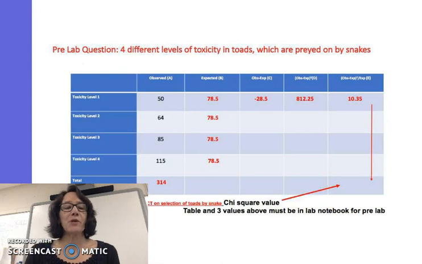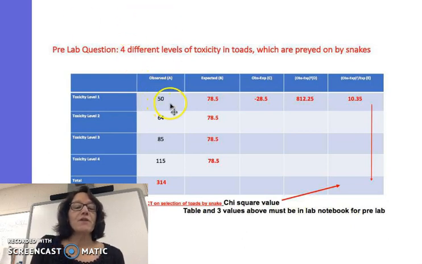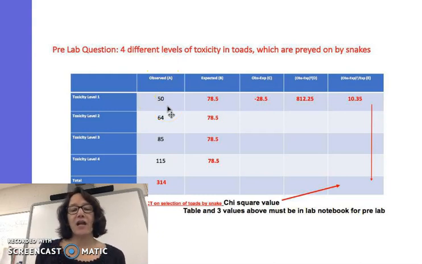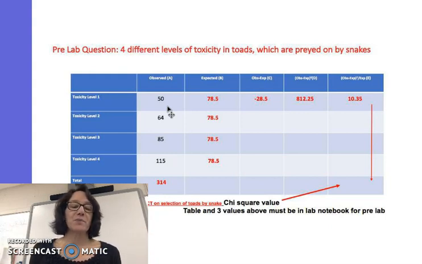So as we look at our pre-lab question, we have 4 different levels of toxicity in toads that are preyed on by a snake. And you can see that the number observed in column A, the number observed for each toxicity level, represents how many toads were caught by that snake. Just like we'll have 8 different colors of woolly worms, and our observed will be our class data: how many pink worms were we able to catch, how many red worms, etc.